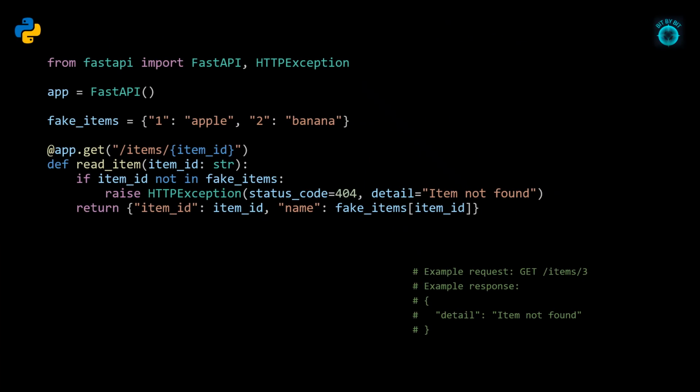In this example, we simulate a simple database with 2 items. When a client requests an item by ID, we first check if the ID exists. If the item is not found, we raise an HTTPException with status code 404 and a message saying, "Item not found." FastAPI then returns this as a JSON response. If the item exists, we return its ID and name. This pattern makes it easy to handle errors in a clean and predictable way.